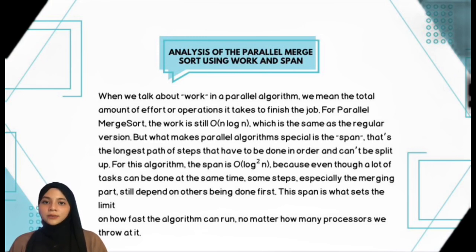For this algorithm, the span is O(log n) too, because even though a lot of tasks can be done at the same time, some steps, especially the merging part, still depend on others being done first. The span is what sets the limit on how fast the algorithm can run, no matter how many processors we use.